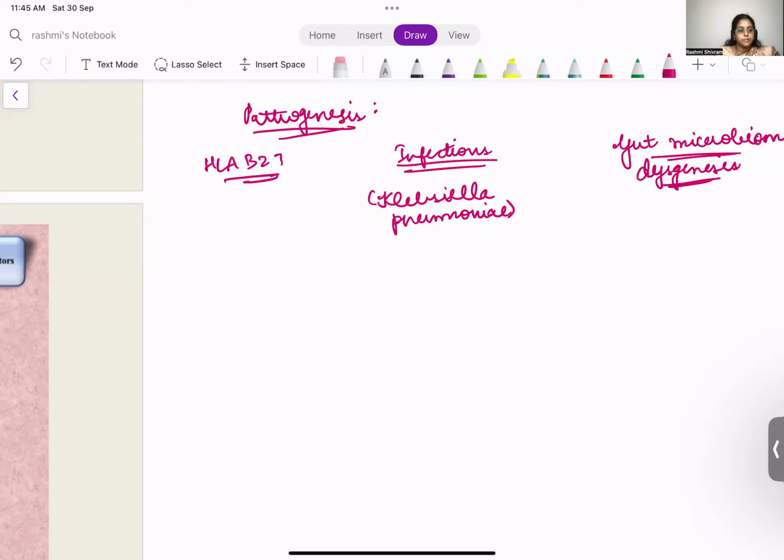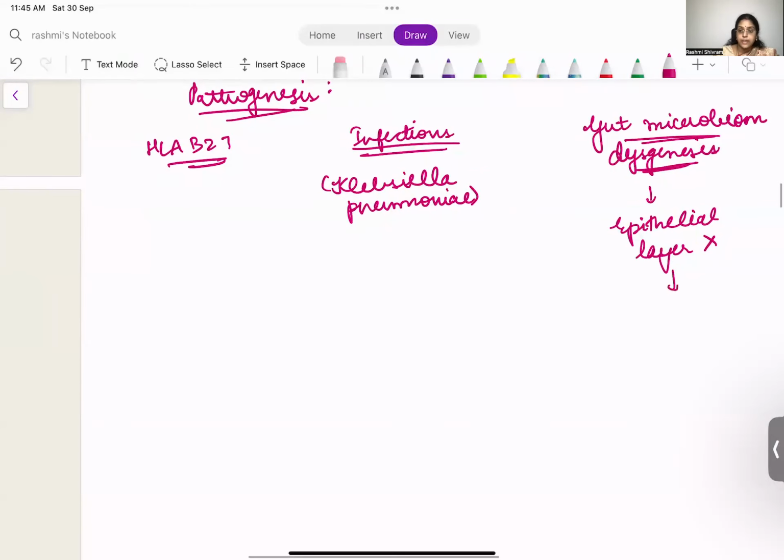So how does this actually happen? When there's a gut microbiome dysgenesis, the epithelial layer will be affected, right? The gut lining will be affected. Okay, what happens because of this gut epithelial layer being affected? The dendritic cells and the macrophages will get activated.